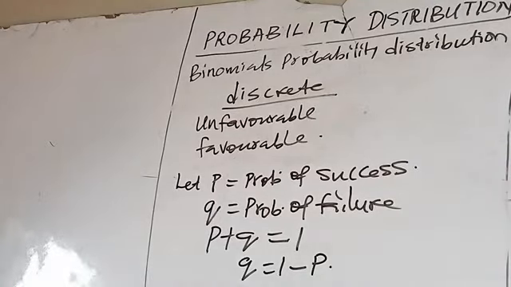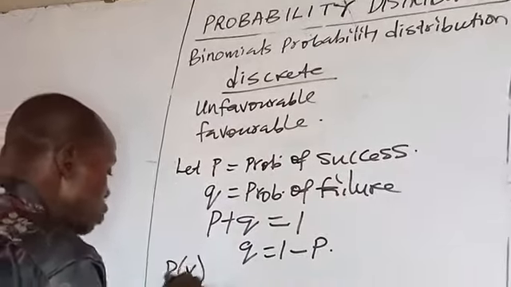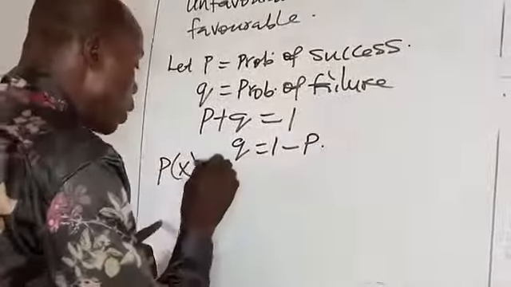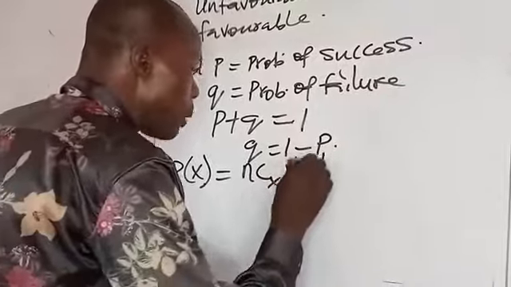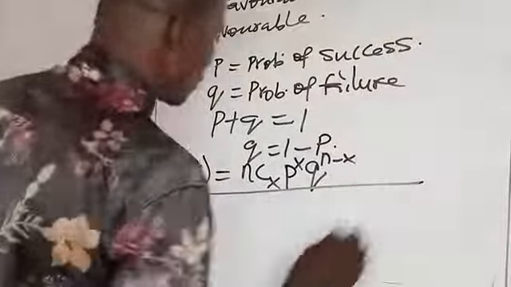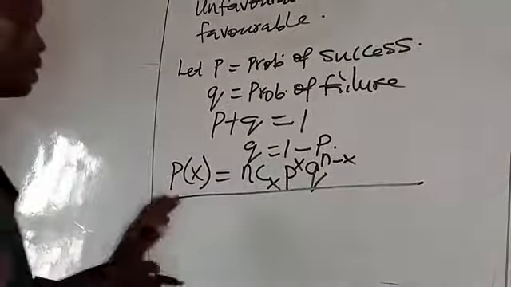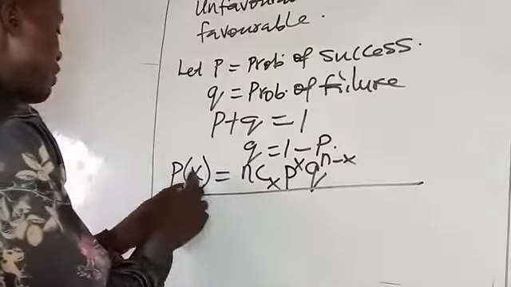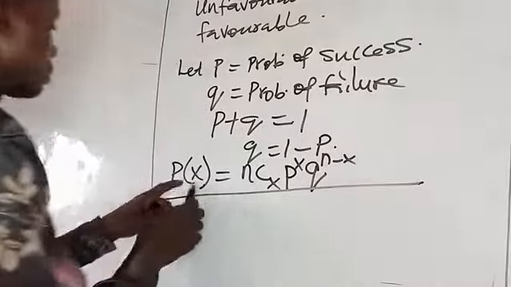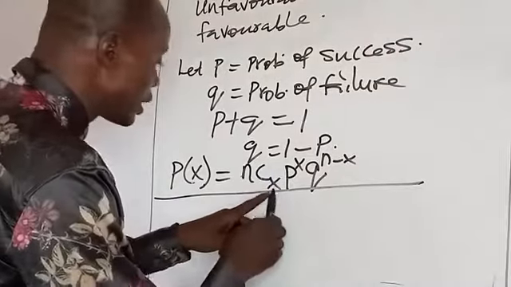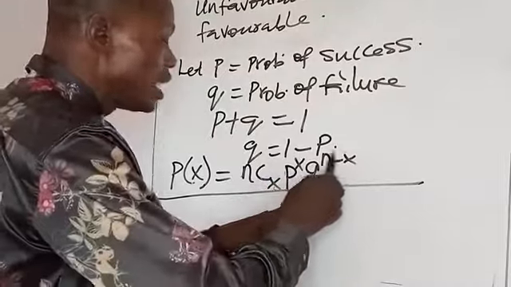In N trials, the probability that the event will happen X times is given by N combination X, P raised to power X, and Q raised to power N minus X. This is the formula for solving binomial probability distribution. The probability that event X will happen in any given binomial trial of N trials is N combination X, P raised to power X, Q raised to power N minus X.